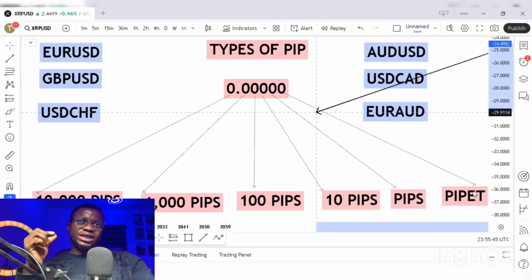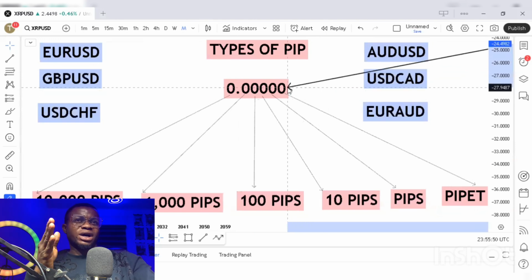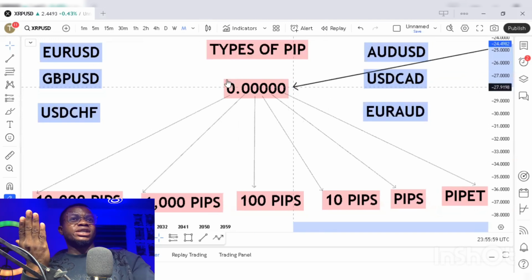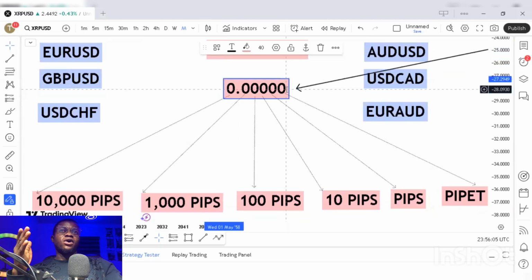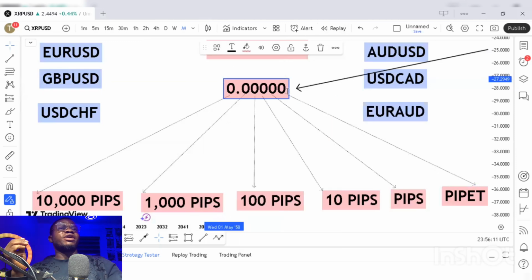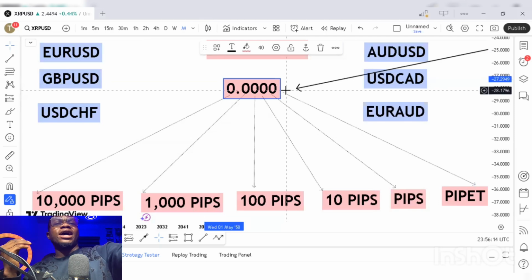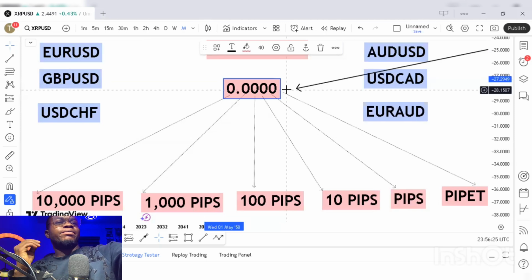We have the pipette. In explanation, the pipette is the last number after the decimal point, known as the fifth number after the decimal point. If you are trading EUR/USD, AUD/USD, USD/CHF, or GBP/USD, and you discover as you're trading that the fifth number adds up by 1, that is +1, or adds up by 4, that simply means it has moved 4 pipettes upward. That's just it. Simple.